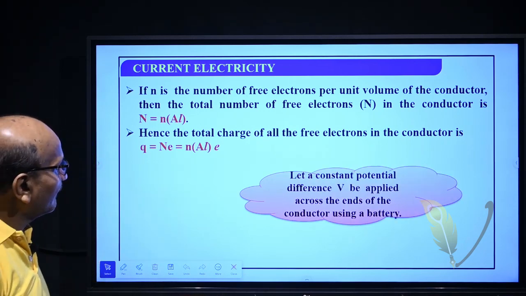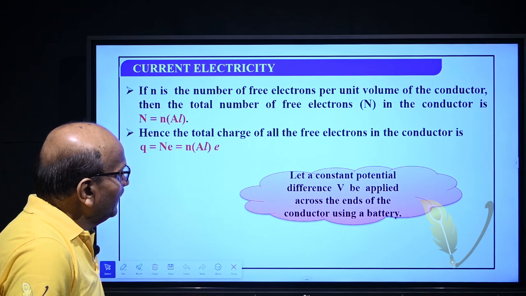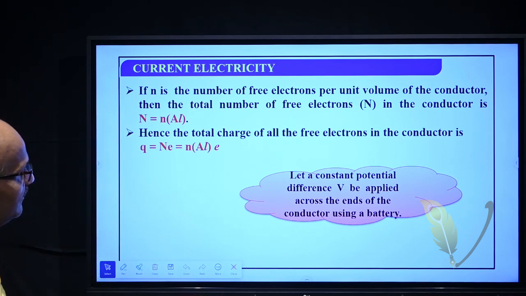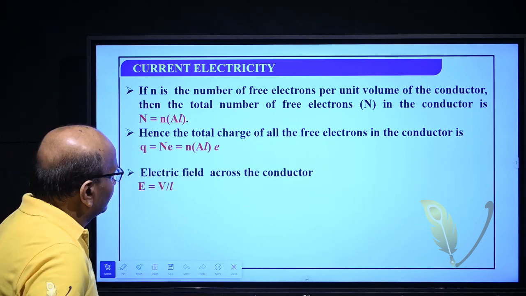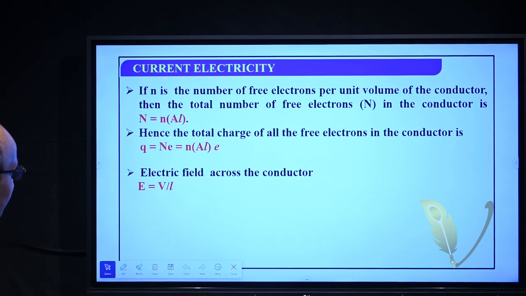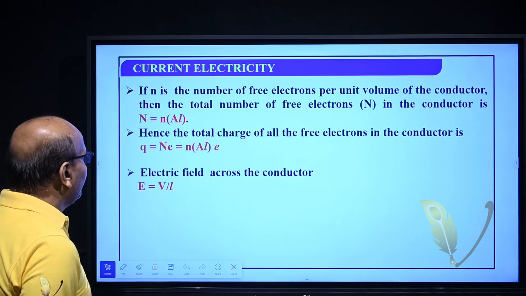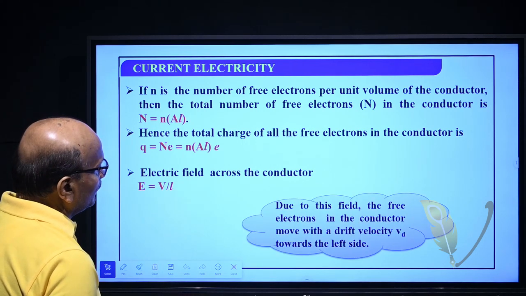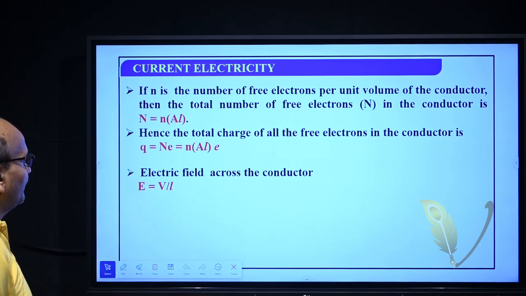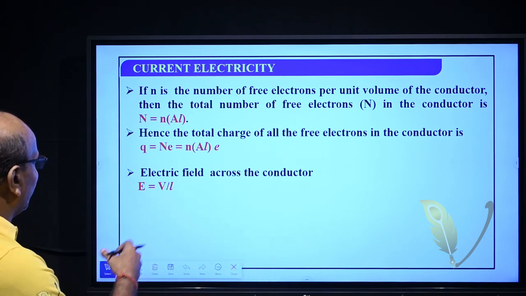Let a constant potential difference V be applied across the ends of the conductor using a battery. Then the electrons will drift from lower potential to higher potential, and the electric field across the conductor will be E is equal to V by L. Due to this field, the electrons drift from lower potential to higher potential, that is, right to left.